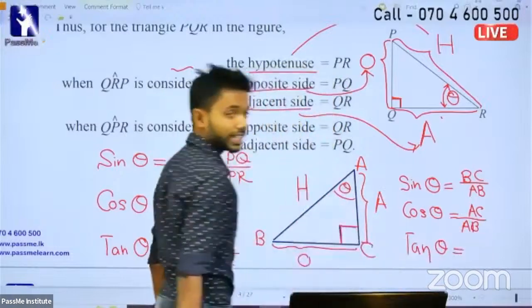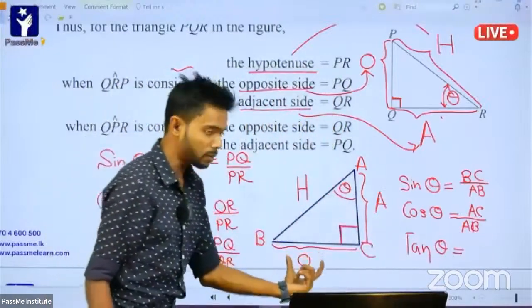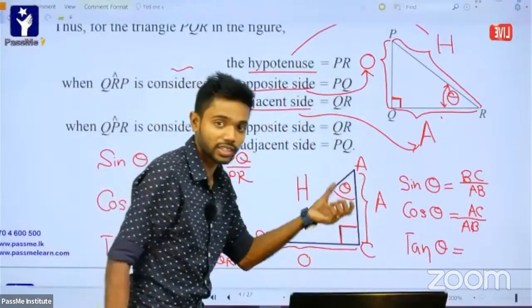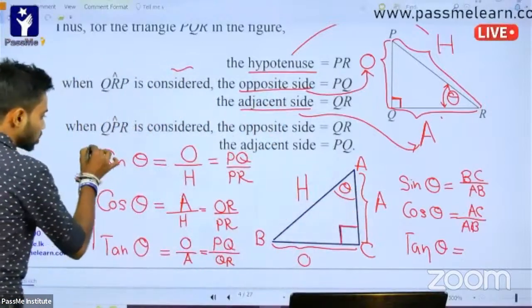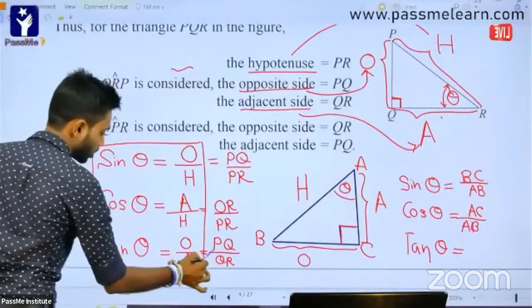Likewise, right? Tan theta is opposite side divided by adjacent side. So that is the theory. That is the thing you need to know. Actually, these are the things you need to remember.